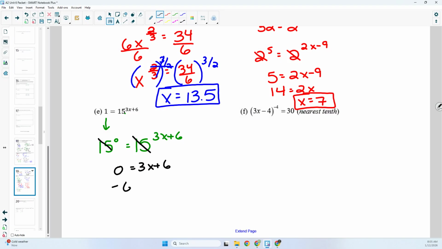I'm going to move over the 6 and divide by 3. And I get -2 for that one. So here's another one where we need to go to the nearest tenth.